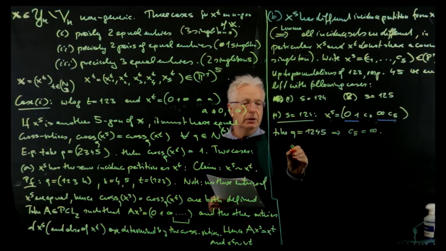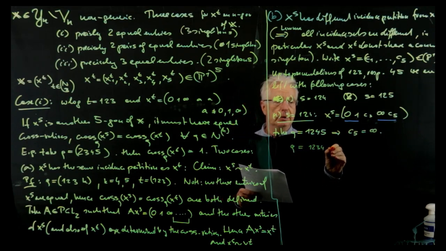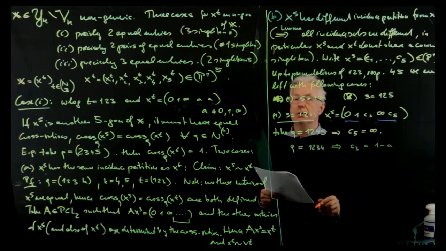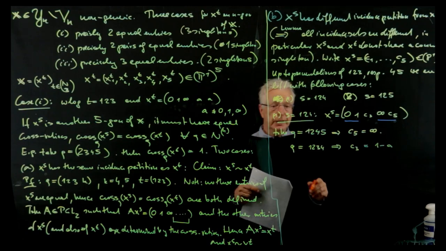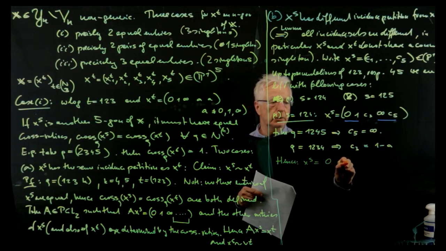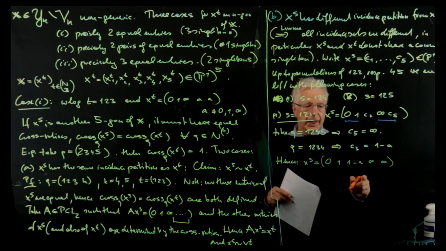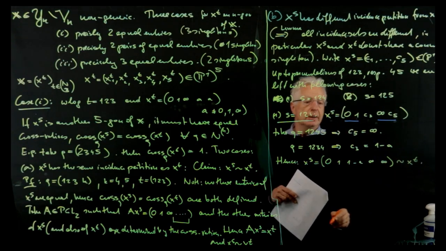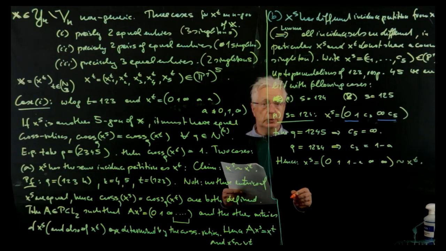And if we take Q equals 1, 2, 3, 4 by a similar argument, we get that C3 must be 1 minus A. Okay, A was different from 0, 1, and infinity. So hence, we have completely determined XS. It'll be 0, 1, 1 minus A, infinity, and infinity. And by construction, this one will actually be equivalent to XT. So here, nothing new appears. We don't get a new vertex.